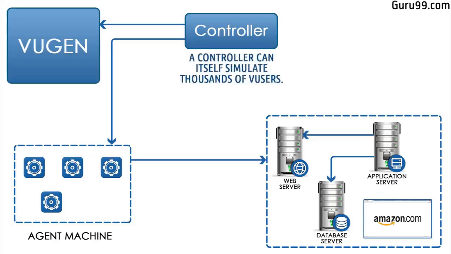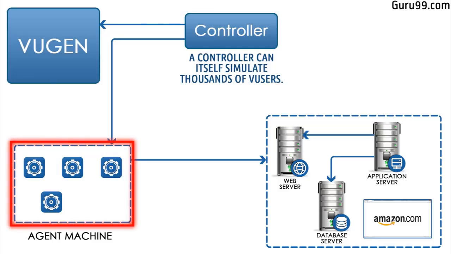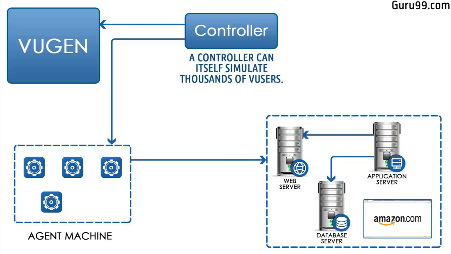Note: a controller can itself simulate thousands of V users, but V users consume hardware resources like processor and memory. Plus, the controller needs resources to govern itself. Using the controller to monitor the test and generate V users as well may not give precise results. Hence, using load generators is recommended. Load generators are nothing but high-config machines. The number and configuration of these load generators depends on the number of V users and the protocol being tested. For example, if one load generator can simulate 1,000 V users, we will need 5 machines.